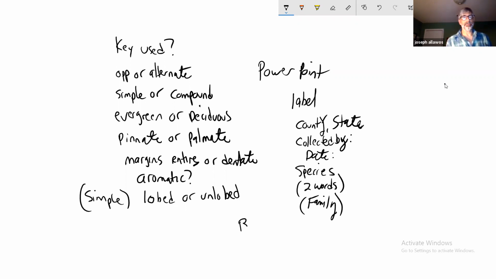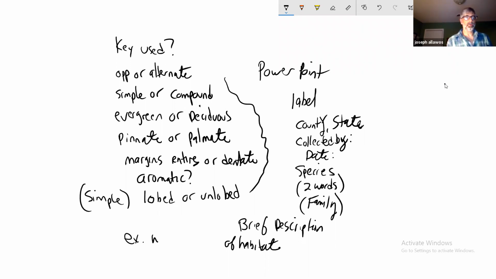And then a brief description, not of the plant, because you're going to give me this information as well, but a brief description of the habitat. For example, weedy roadside. Don't get run over while you're botanizing on the side of the road. Okay, or rich hardwood forest or pasture or whatever. It's just a brief description of where you found the plant.